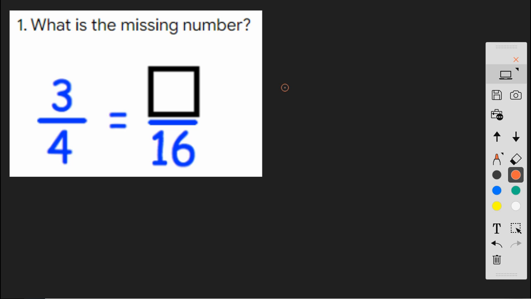Welcome to the Notes and Solutions for day 22 of our GCSE 5 a day. And we start with an equivalent fractions question.